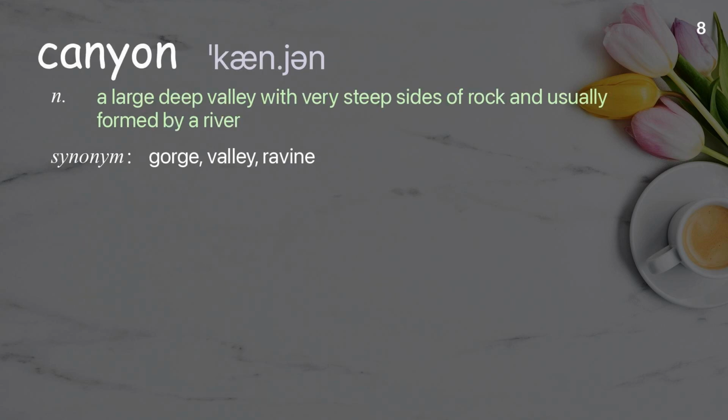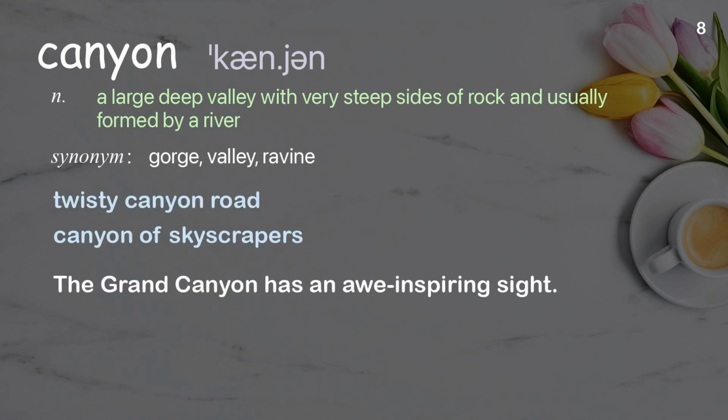Canyon. A large deep valley with very steep sides of rock and usually formed by a river. Examples: Twisty Canyon Road. Canyon of skyscrapers. The Grand Canyon is an awe-inspiring sight.